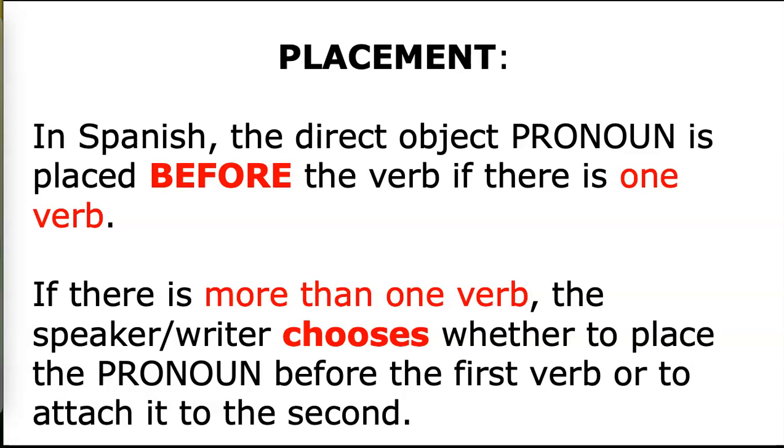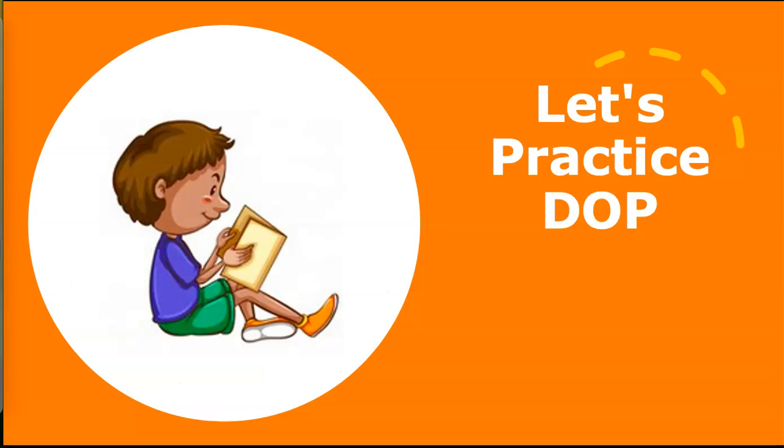Placement. In Spanish, the direct object pronoun is placed before the verb if there is only one verb. If there's more than one verb, it is the speaker or writer's choice whether to place the pronoun or pronouns before the first verb or to attach it to the second. And to make it easier on yourself, you'll never be wrong if you put the object pronouns before the verb unless you're dealing with a command. So let's practice the direct object pronouns so we're up to speed again.